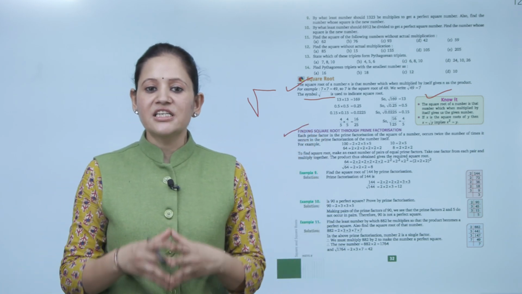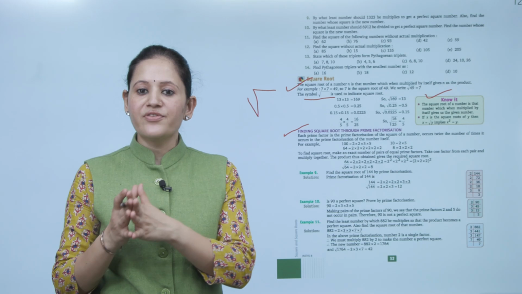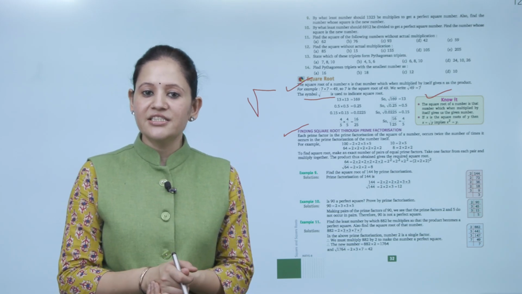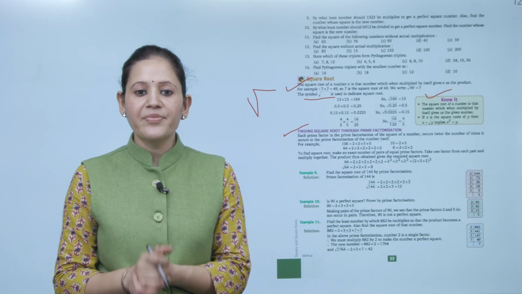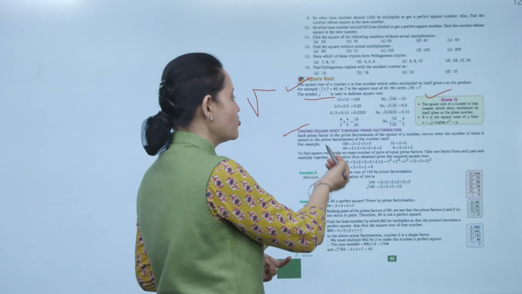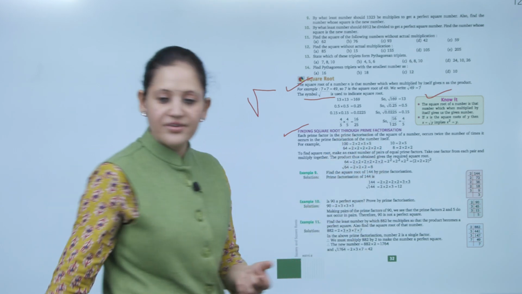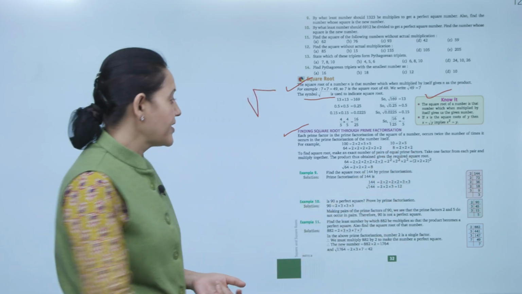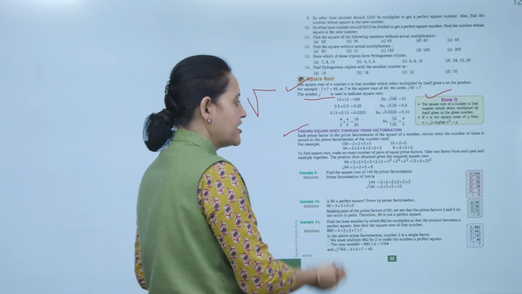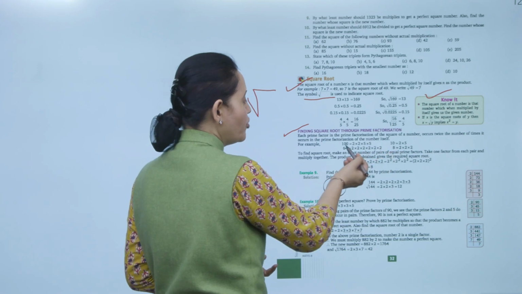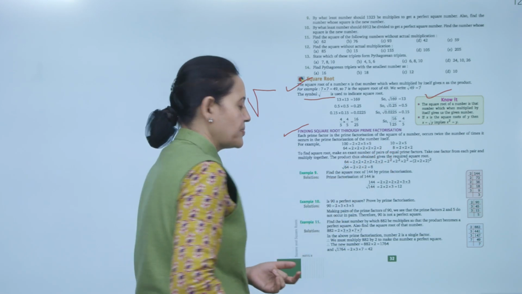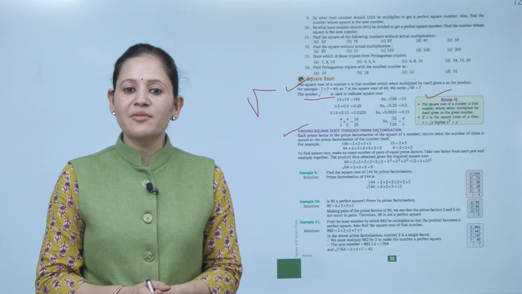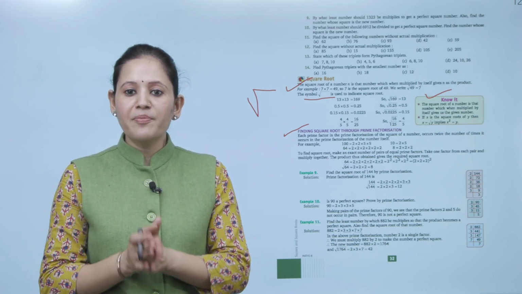Each prime factor in the prime factorization of the square of a number occurs twice the number of times it occurs in the prime factorization of the number itself. For example, 100 can be written as 2 into 2 into 5 into 5, and 10 can be written as 2 into 5. Clear? 10 का square क्या हो जाएगा, 100. So you can see 2 भी 2 times repeat हो रहा है and 5 is also repeating 2 times. Clear?